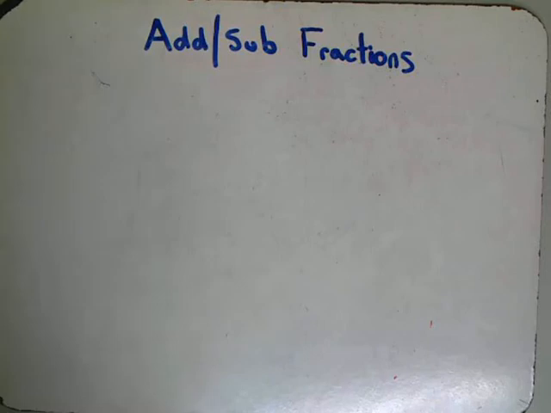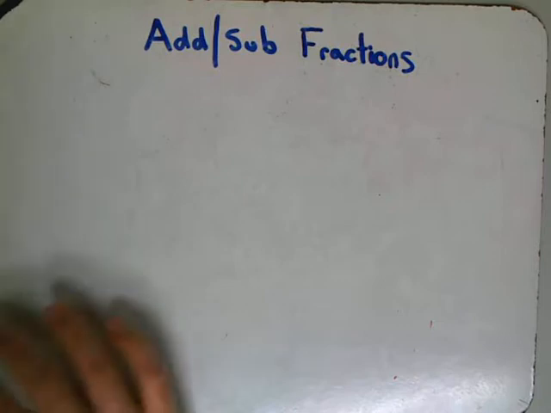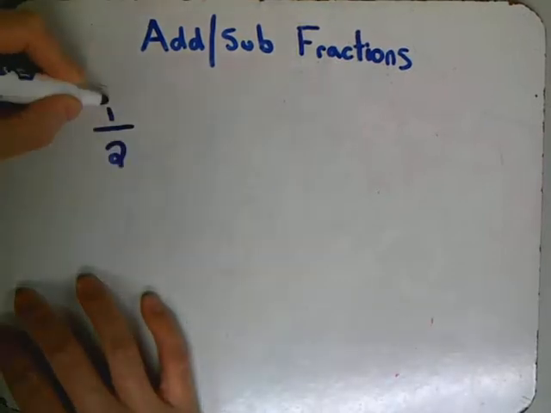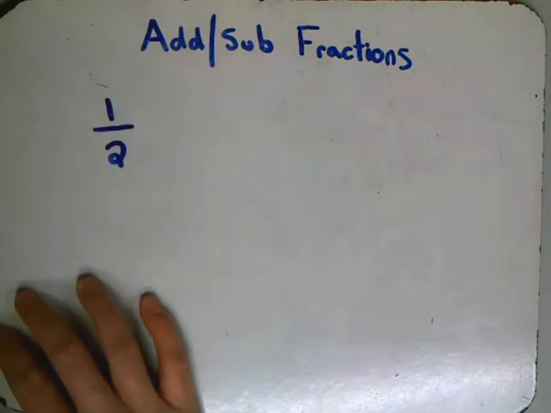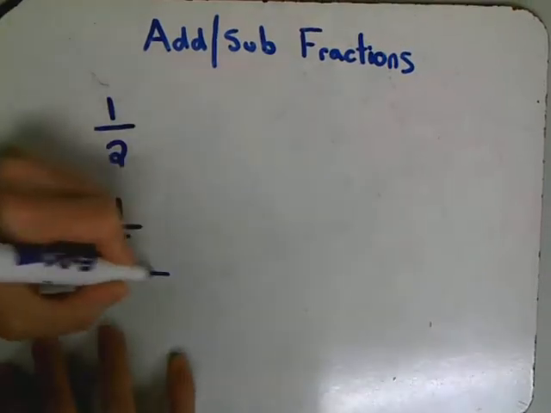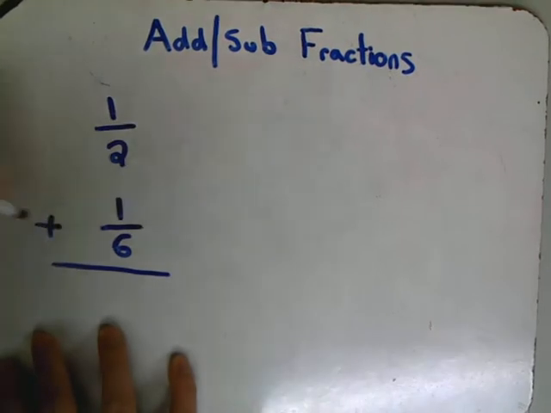All right, let's look at another couple examples with adding and subtracting fractions when we have unlike denominators. Now you got to remember, anytime you're adding and subtracting fractions, you're only going to deal with two fractions. So let's take the fraction 1/2, and let's take the fraction 1/6. And let's say we're going to go ahead and add these two fractions.